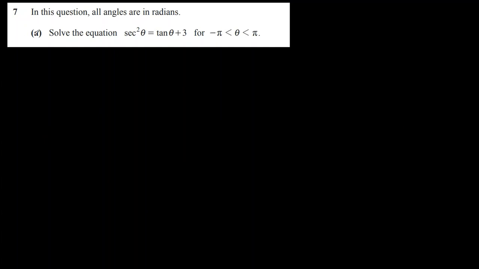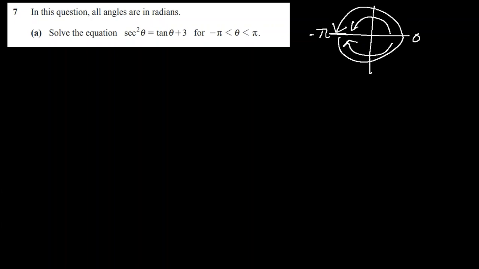Question 7. In this question, all angles are in radians. So set your calculator to radians. Solve the equation from minus pi to pi. This is what we should understand first. This is 0 degrees. If you go this way, this is pi, 180 degrees. And if we go this way, clockwise, this is minus pi. So basically, we will start from minus pi, increase to 0, and then move to pi. This is what our range of answers should be.